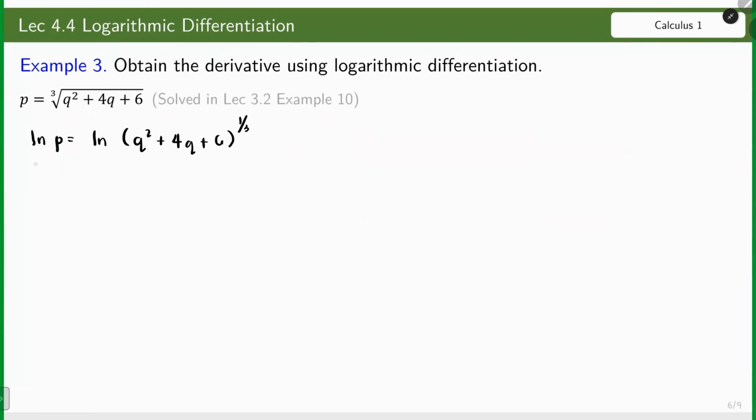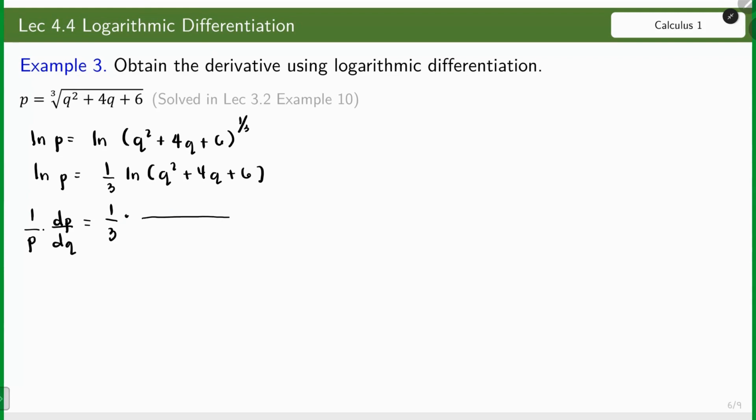Okay, we have ln p is equal to 1/3 ln of the quantity q squared plus 4q plus 6. Taking the derivative of both sides of the equation, we have 1 over p times the derivative of p with respect to q is equal to 1/3 times the derivative of ln of this trinomial. We have a fraction. On the denominator, we have q squared plus 4q plus 6. And then on the numerator, we can already write the derivative, 2q plus 4.